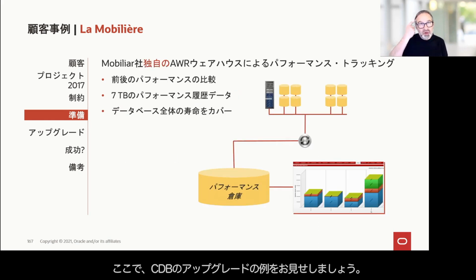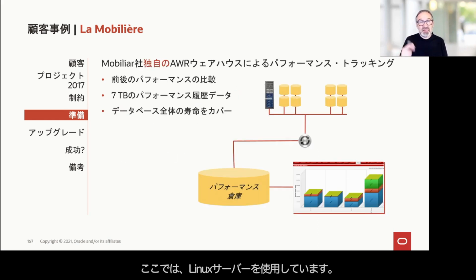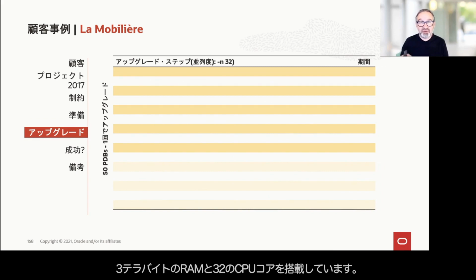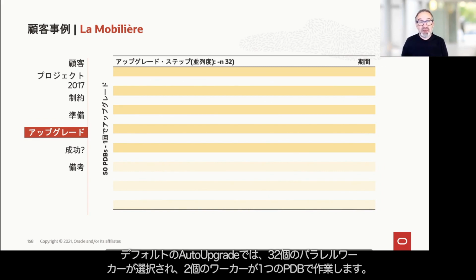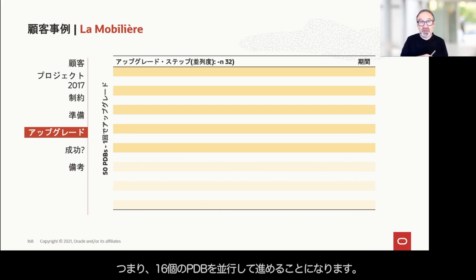Now I show you one of the CDB upgrades, actually. Here we are on a Linux server with 3 terabytes of RAM and 32 CPU cores. So by default, AutoUpgrade chose 32 parallel workers, where 2 workers work on a PDB. So we have 16 PDBs going forward in parallel.